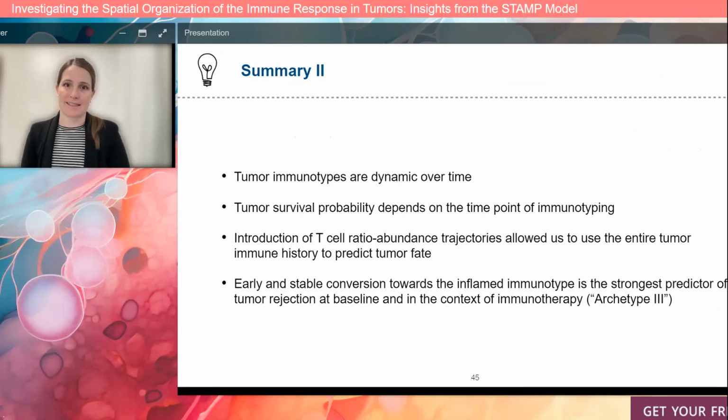So to summarize this section, I've shown that tumor immunotypes are dynamic over time. Tumor survival probability depends on the time point of immunotyping. We've introduced these T cell ratio abundance trajectories, which allowed us to use the entire tumor immune history to predict fate, and shown that early and stable conversion towards the immune-inflamed immunotype is the strongest predictor of rejection at baseline and in the context of immunotherapy.